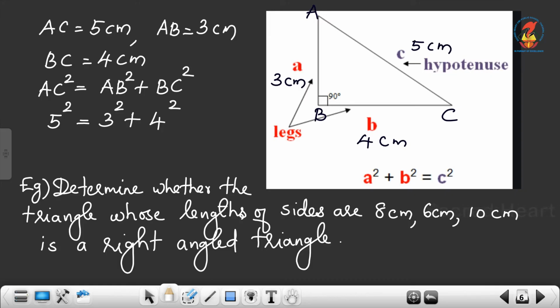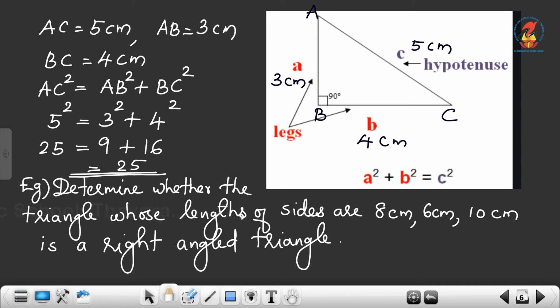Now look at our question. 5 square means 5 into 5. What will you get? 25. Which is equal to 3 square. 3 square means 3 into 3 equal to 9, plus 4 square means 4 into 4, 16. So 9 plus 16, you add it, is equal to 25.